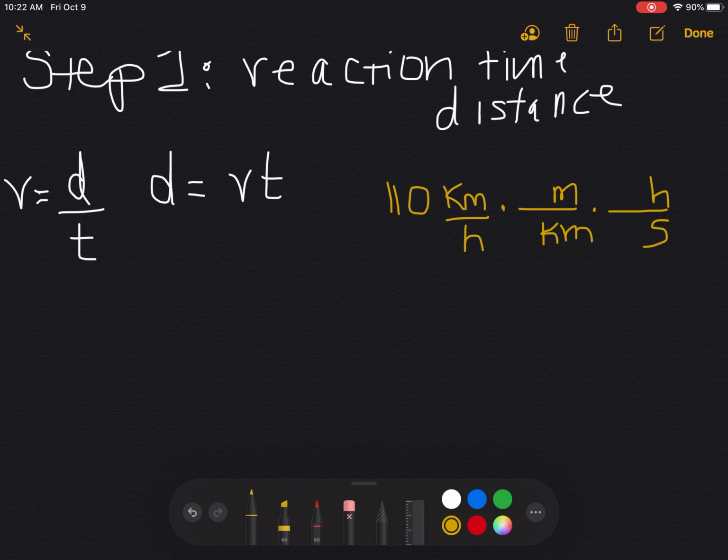All right. So next we need to put in the numbers. So we got 1 kilometer. In 1 kilometer there is 1,000 meters. And in 1 hour there is 3,600 seconds.